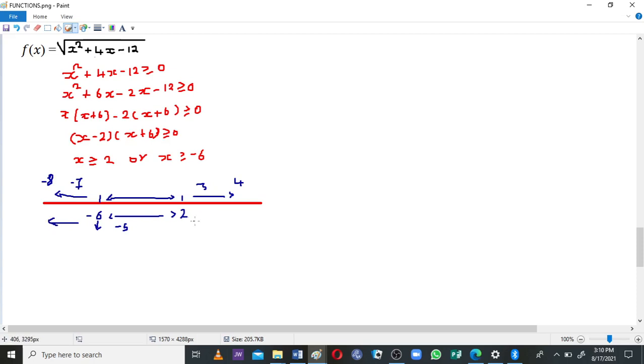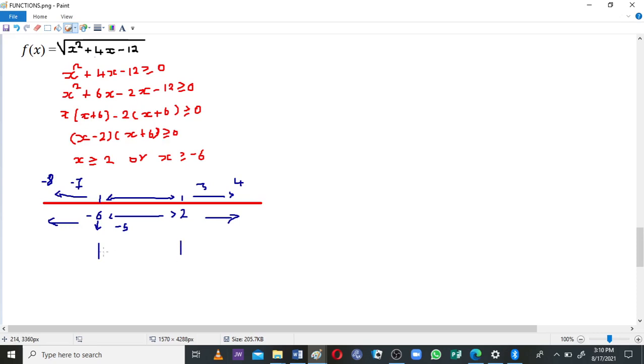And here you can plug in starting from 2 in your function, and see if your function will still be defined. If you do that, you're going to find that at this point here, your function is not defined.